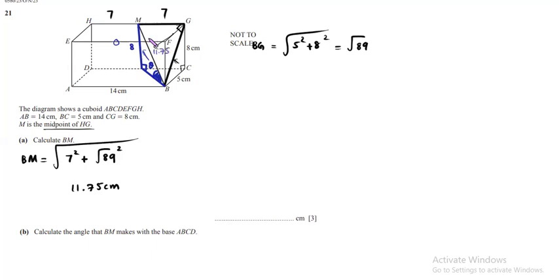This 11.75 is the hypotenuse for this triangle. So I can use this right-angled triangle with SOHCAHTOA to find the value of this angle, which is theta. When we consider SOHCAHTOA, the trigonometric ratio that involves the opposite side and the hypotenuse is sine, which means I'm going to use sine theta to calculate the value of the angle here.